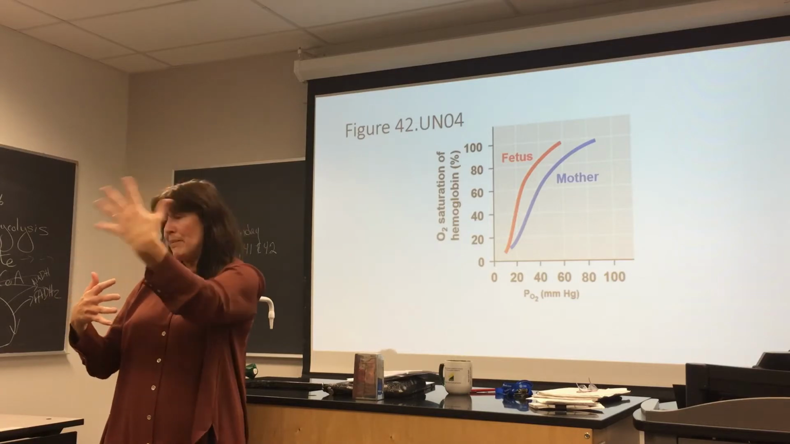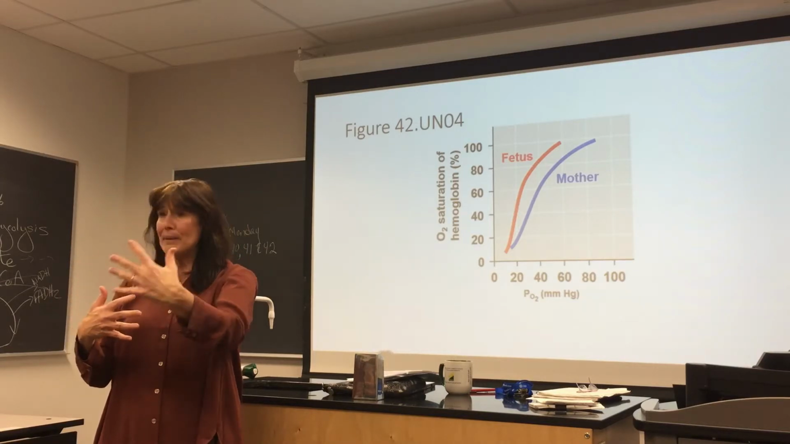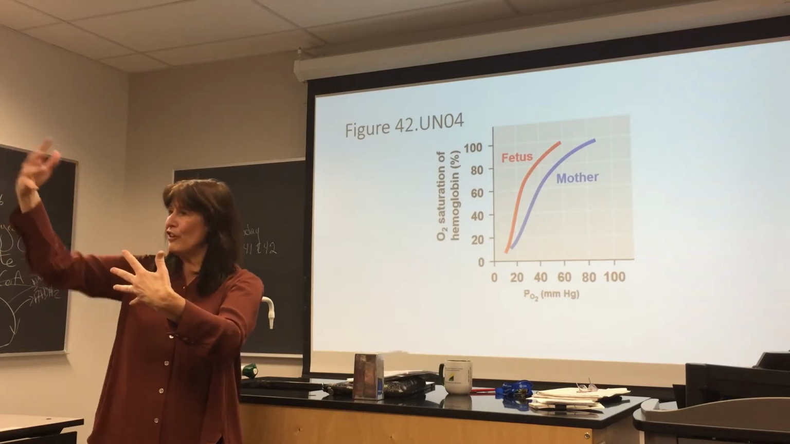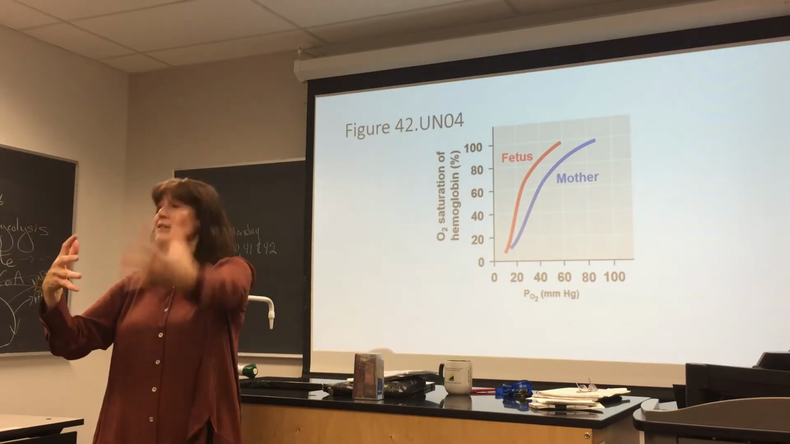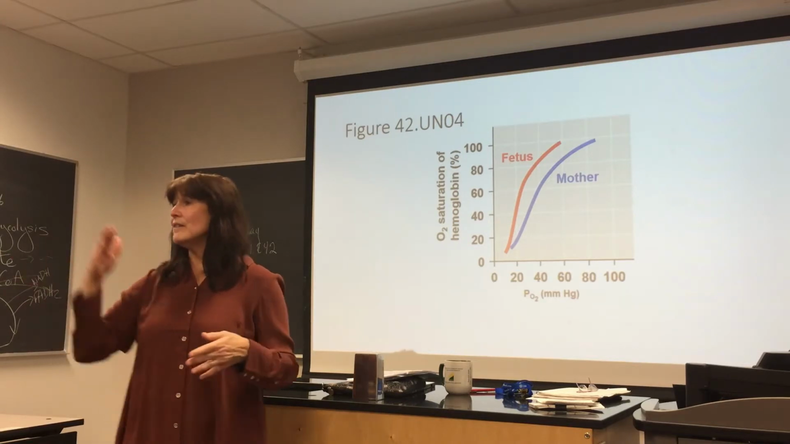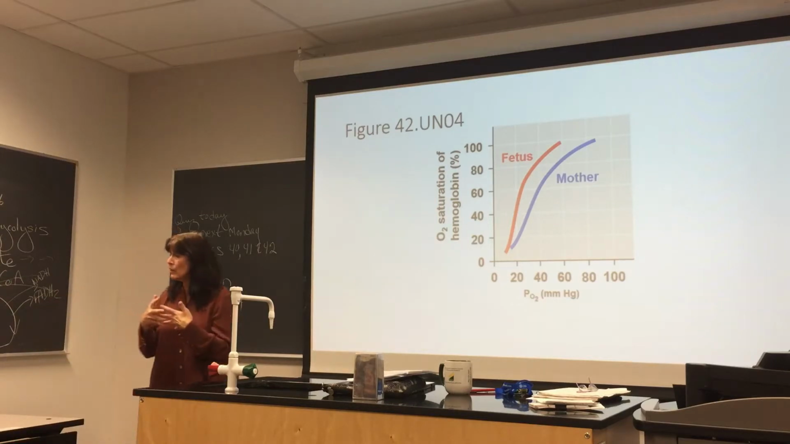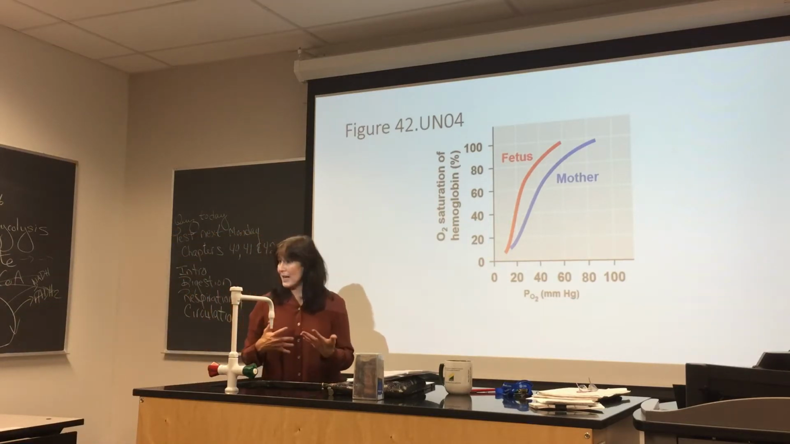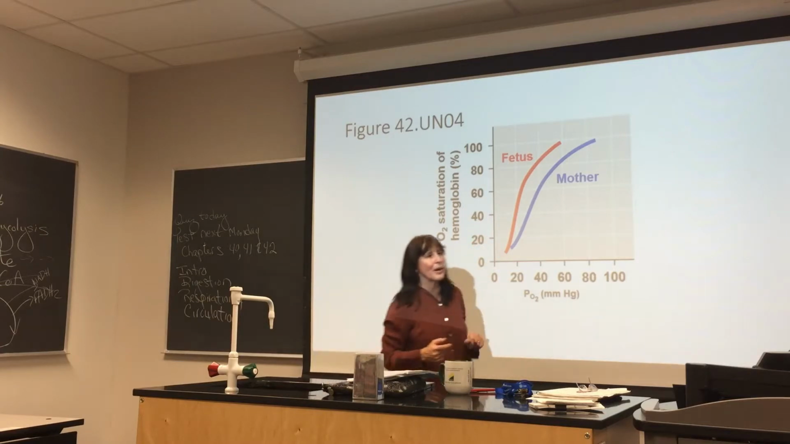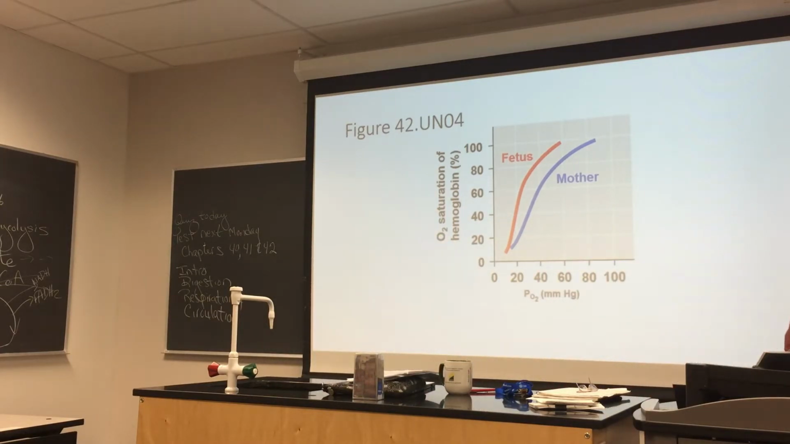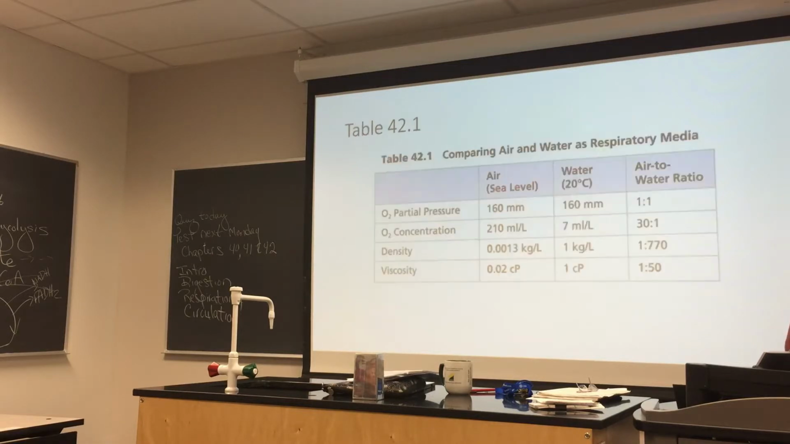And so if the baby's hemoglobin has a higher affinity, then the oxygen is going to go from the mom more easily to the baby. So you get the development of the baby more appropriately. You don't want it to be equal, you want it to be as efficient as possible, and you want the flow to be this way. So it's really important that the dissociation curve for fetal hemoglobin is higher, its affinity for oxygen is higher than the mom's.